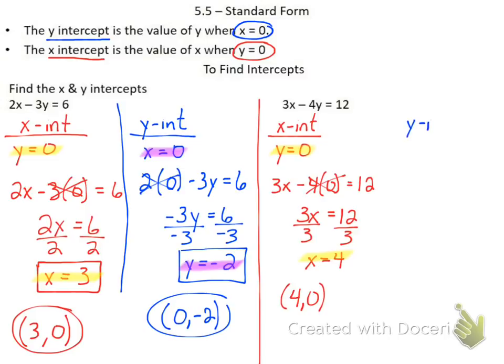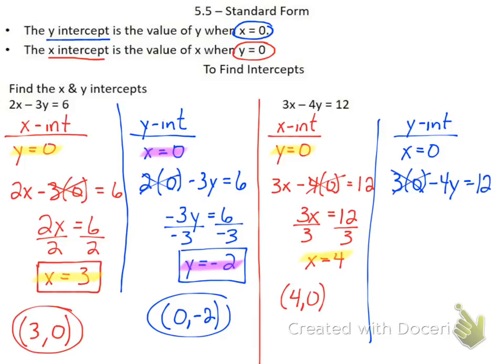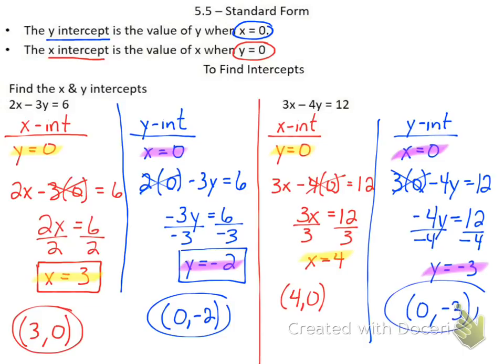To find my y-intercept, do the same thing, except now x is 0. And so I get 3 times 0 minus 4y is equal to 12. So I get negative 4y is equal to 12. Divide both sides by negative 4 and get y is equal to negative 3. Again, it's an ordered pair. I've got x is 0, y is negative 3, and so it's the ordered pair 0, negative 3. Those are my two intercepts.